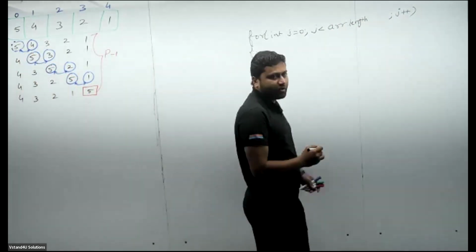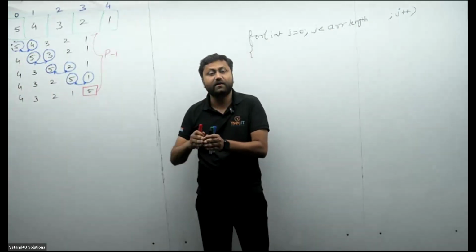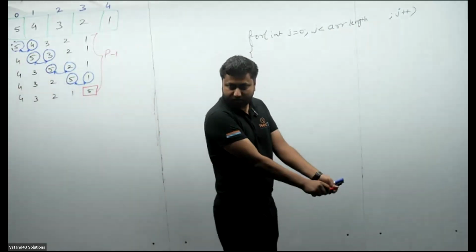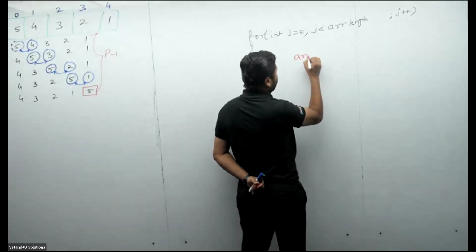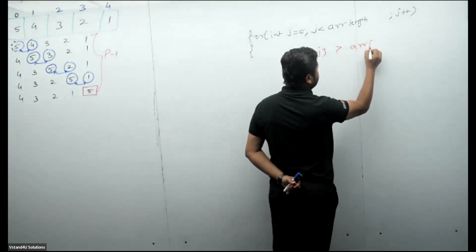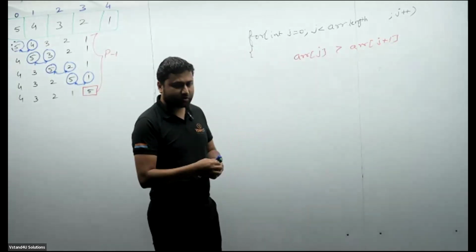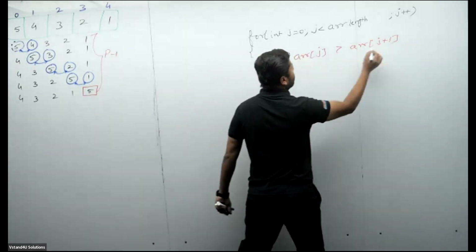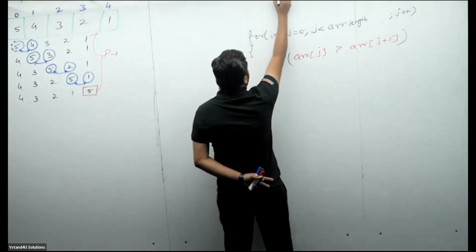When are we supposed to be swapping? If at all ARR of J is greater than ARR of J plus 1. If this is the condition, what should I do in this case? I should be swapping. For swapping, I take a temporary variable.